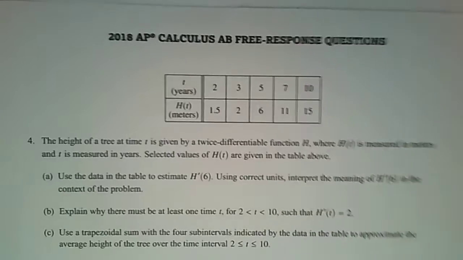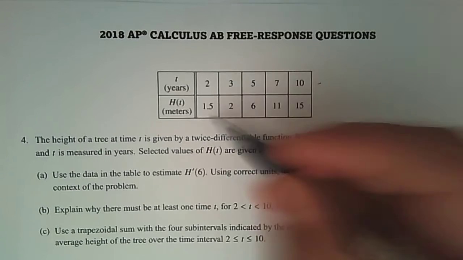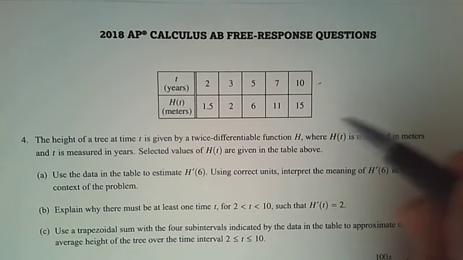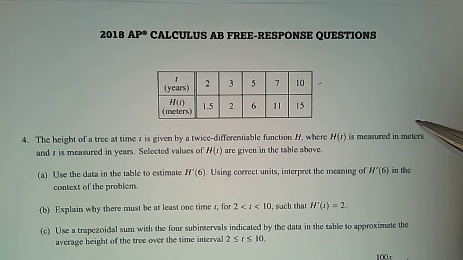Alright, so here's your free response question of the day. We're going to look at the real question, the actual question used in 2018, number 4. The height of a tree at time t is given by a twice differentiable function h. And they give you a table of values where t is the years and h of t is in meters, in terms of the diameter of a tree.